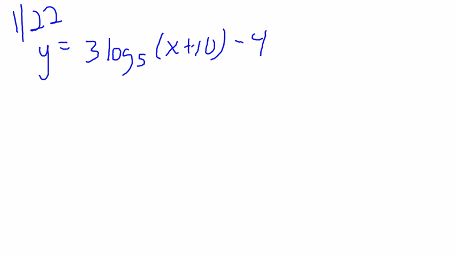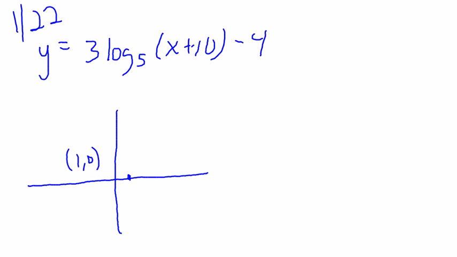First thing that I suggest is that you graph log base 5 of x and then do the transformation, so I'll go ahead and do that. You should be really good at this by now. I get a point at (1, 0). That's that first dot. I get a point at (5, 1).